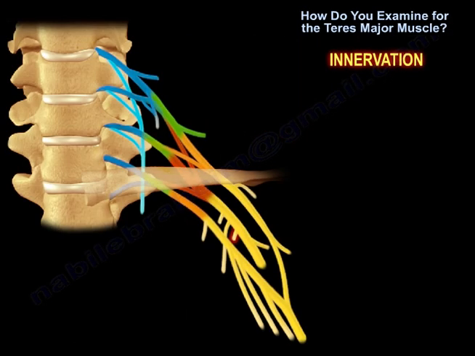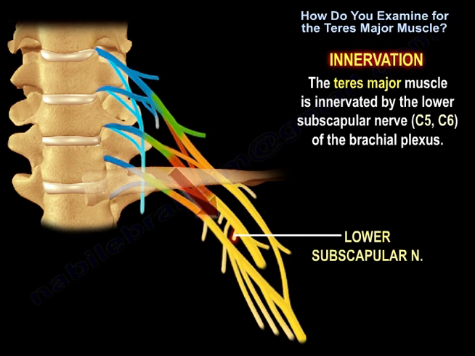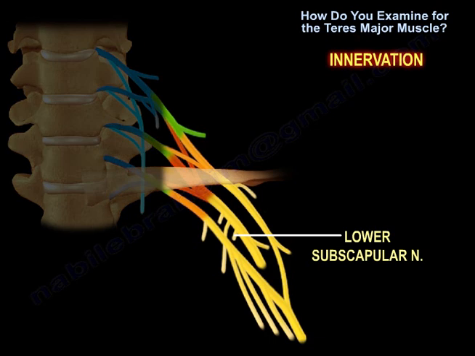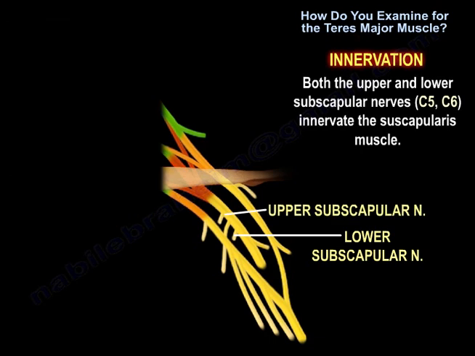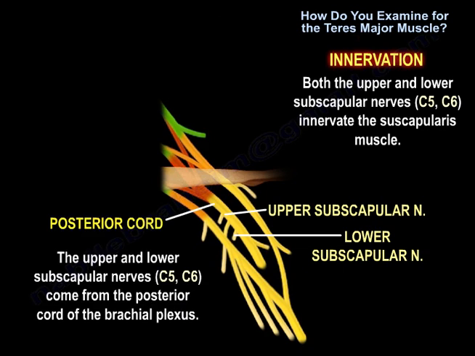The teres major is supplied by the lower subscapular nerve. Both upper and lower subscapular nerves innervate the subscapularis muscle. The upper and lower subscapular nerves come from the posterior cord of the brachial plexus.